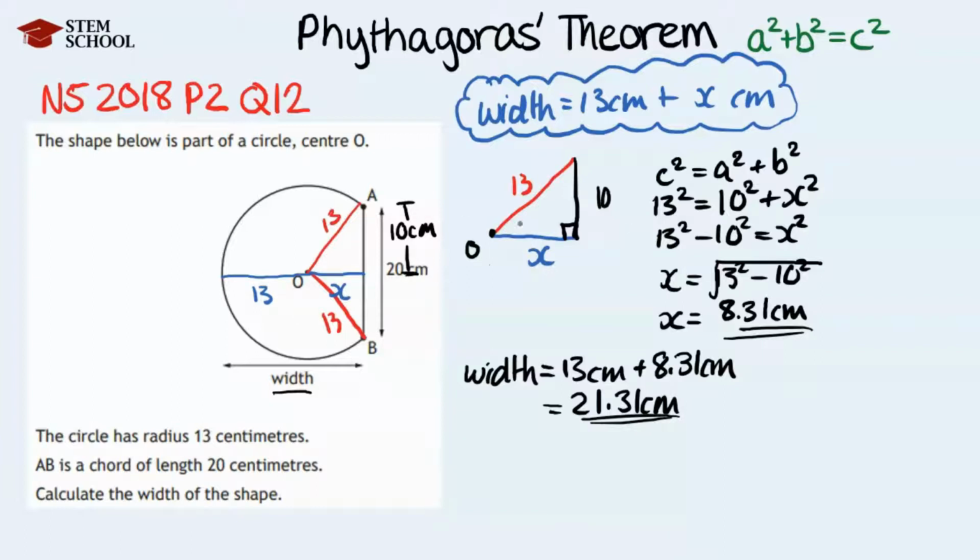Just to summarize, what you have to do is look at the diagram and make use of the fact that they told you the radius is 13 centimeters, and then just draw lines. Eventually you'll see shapes forming, and then you can make triangles from that.